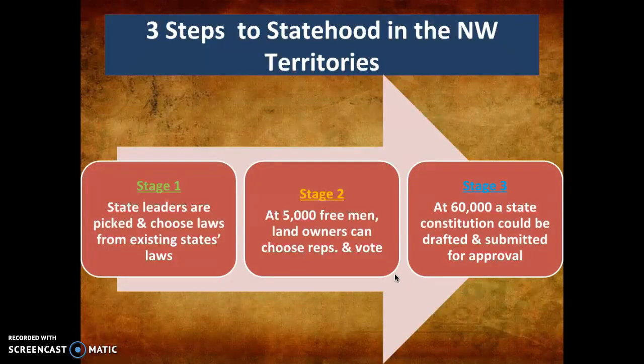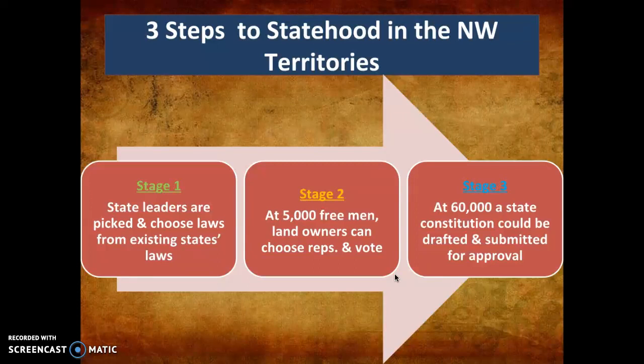There were 3 steps to become states in the Northwest Territory, 3 stages that every territory went through. At stage 1, they picked their state leaders, and they chose laws from existing state laws. So they would look at Massachusetts state government and Georgia state government, South Carolina, New York. They would pick and choose laws that they liked and encompass them into the territorial laws for the given territory.